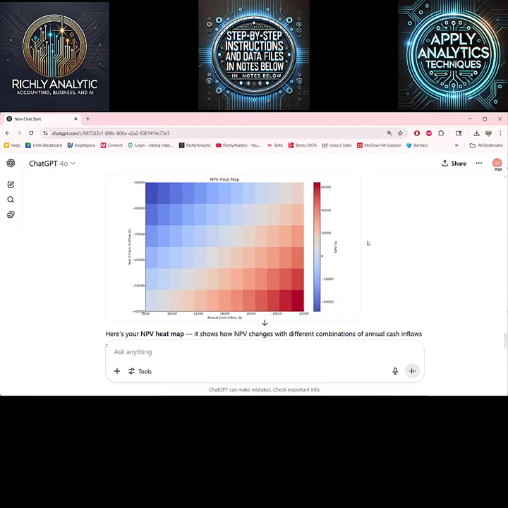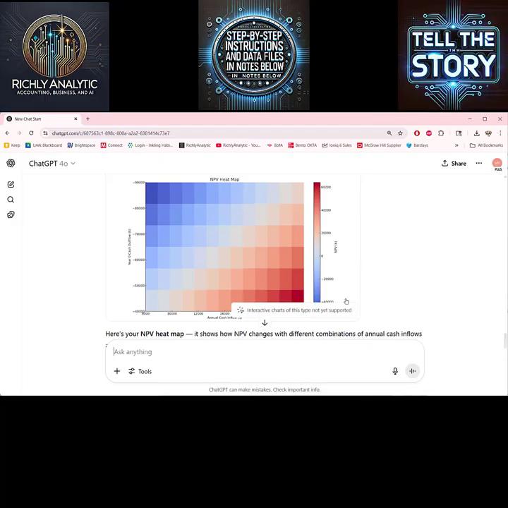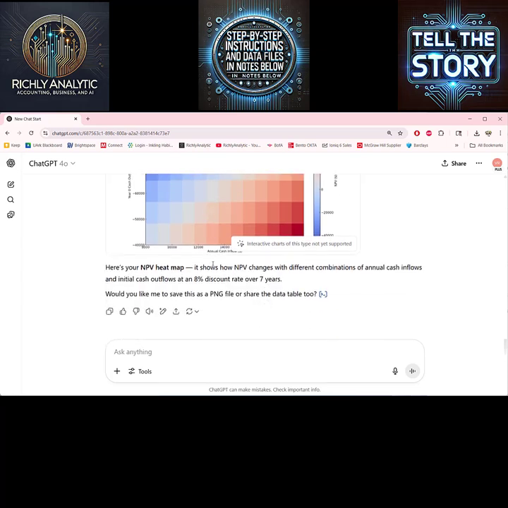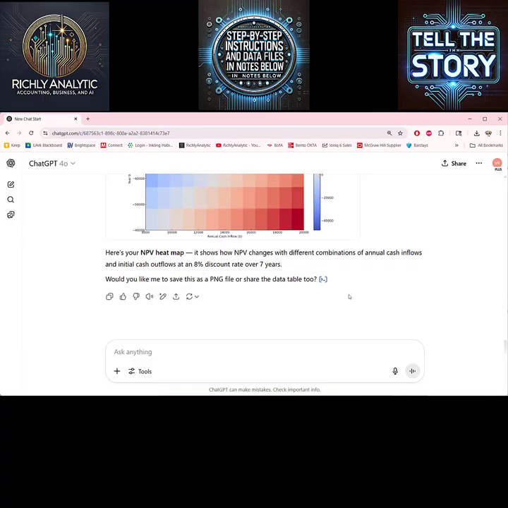Now, typically accountants like green to be the most money and red to be the least, but that's not what the default here was. Here's the cash outflow, here's the cash inflow, and then this is the relative return you would get as far as net present value. We could probably change that up a little bit to show dollar figures as well. We could also vary the discount rates, say from 5 to 12%, and see how it varies that way too.